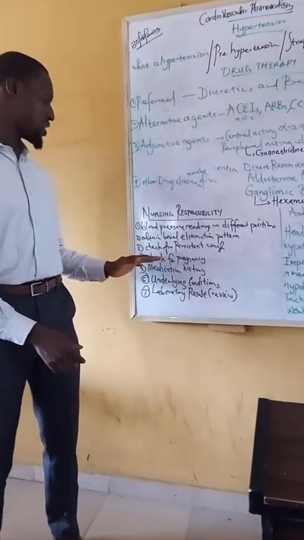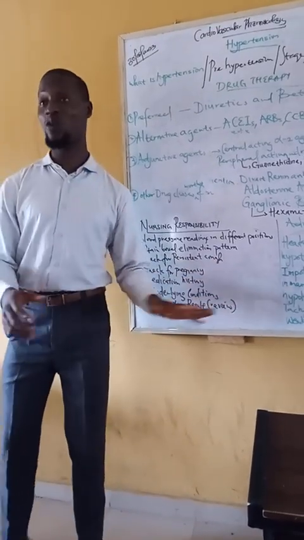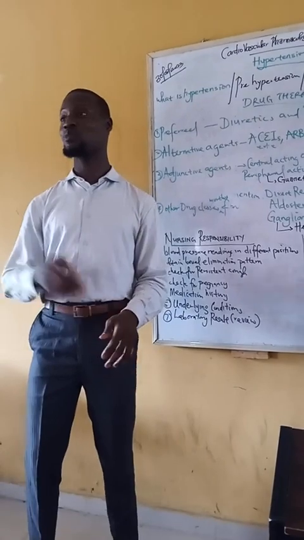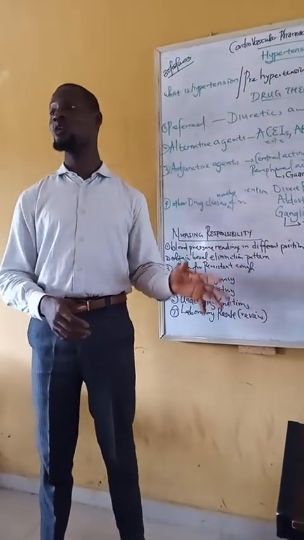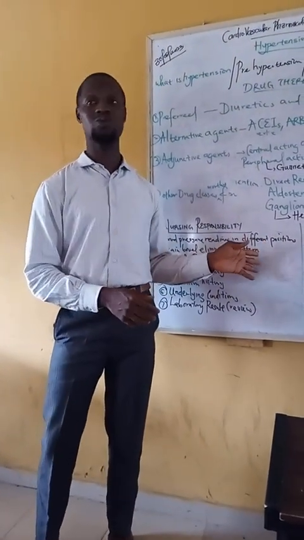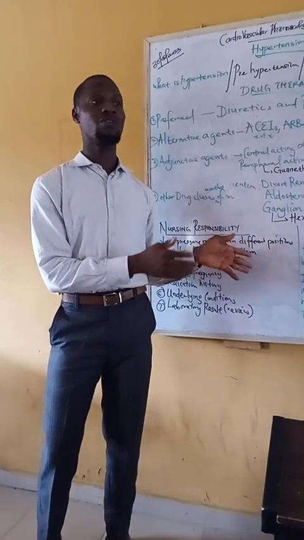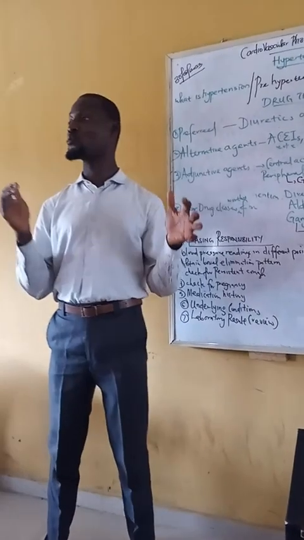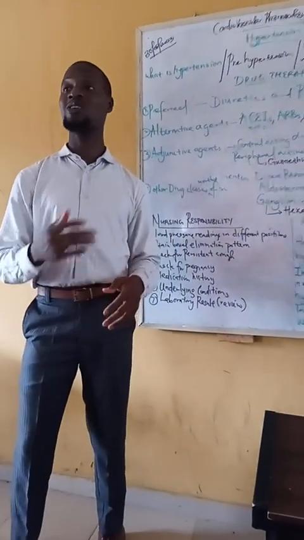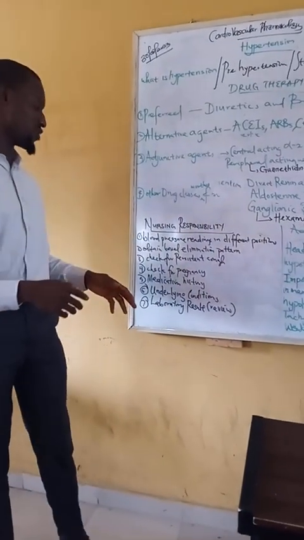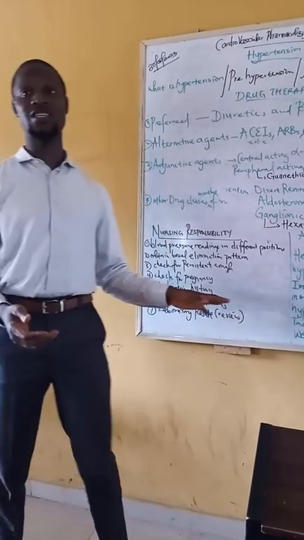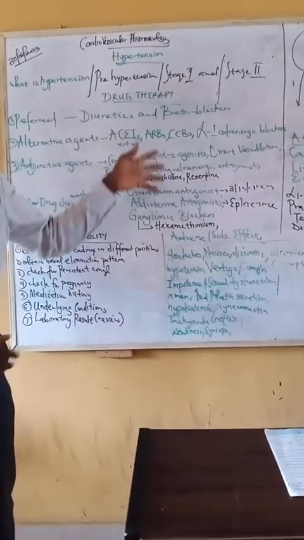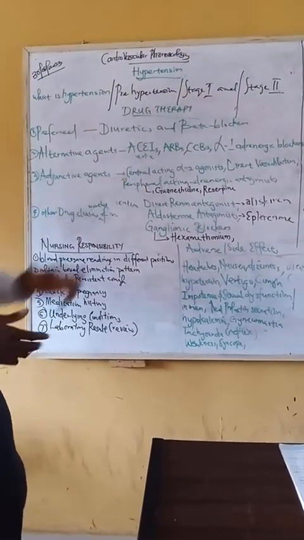We'll also look at whether the person is already coughing. Any condition that has a cough, maybe tuberculosis or any other condition, you will not want to use some classes of drugs here, especially the ACE inhibitor, because ACE inhibitors also produce cough due to the release of bradykinin, which is also a vasodilator. Then you want to check for pregnancy because most of these drugs are not safe in pregnancy, except for maybe methyldopa that is highly recommended in pregnancy.